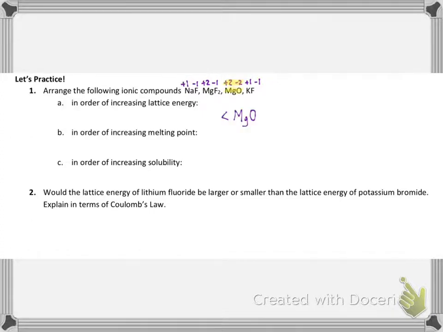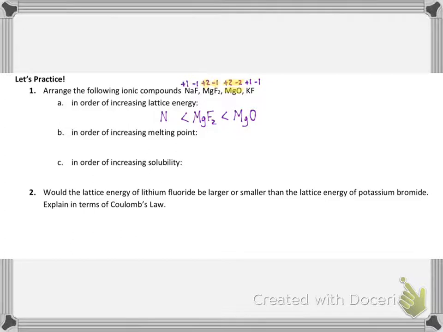And then the one that's a little bit less than that is going to be the one that has a positive 2 charge, but then just a negative 1, so magnesium fluoride would be smaller. Now you have 2 choices. They all are +1. But remember the thing about size. Remember that potassium is 1 more energy level down than sodium, and potassium is bigger. So that means the smaller sodium ion is going to be more attracted to fluoride.